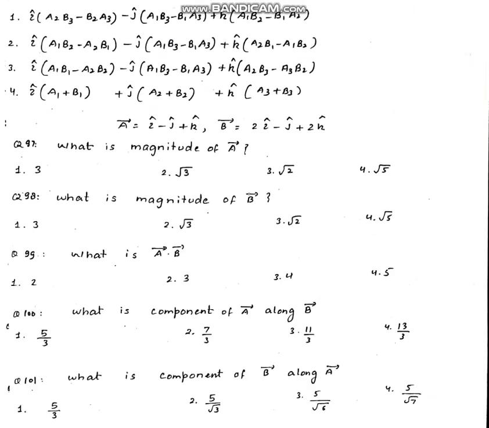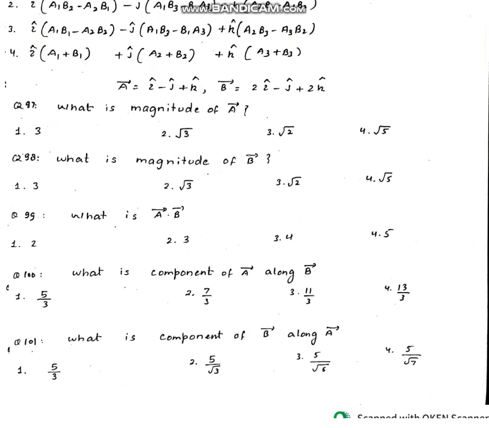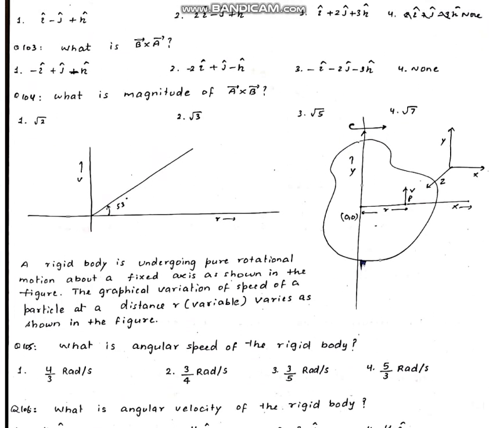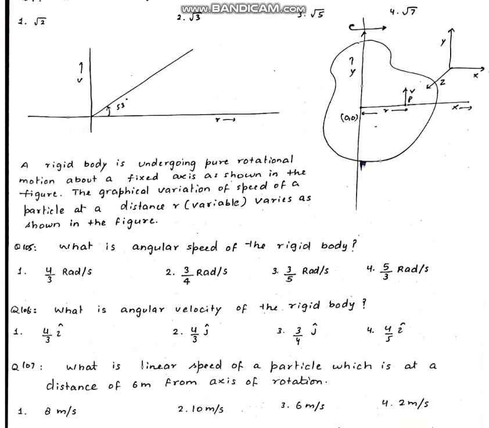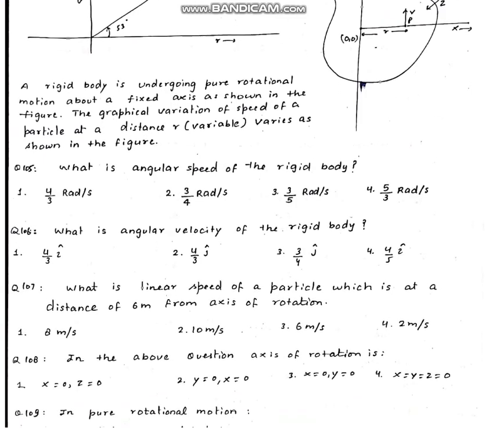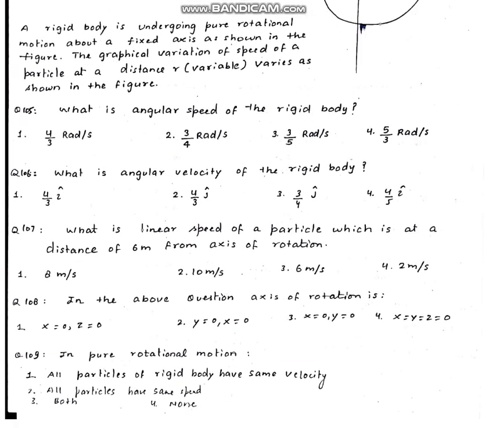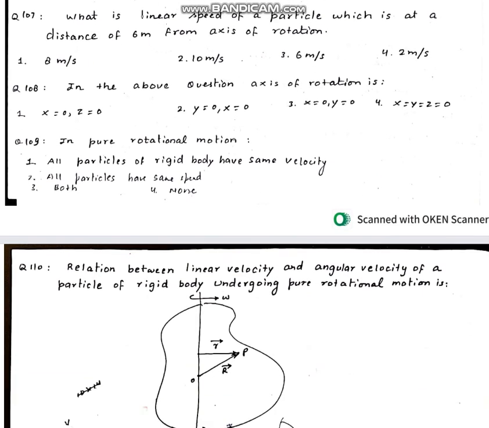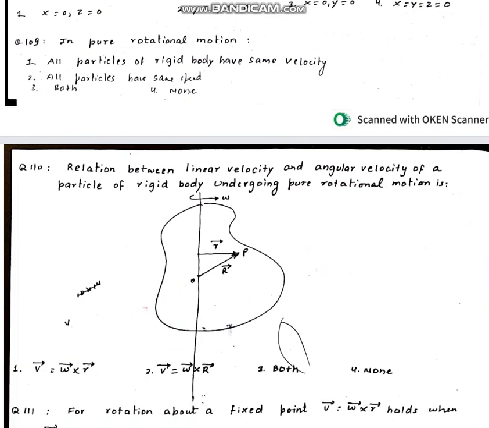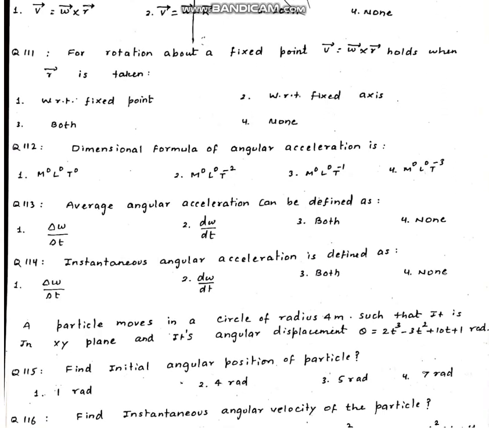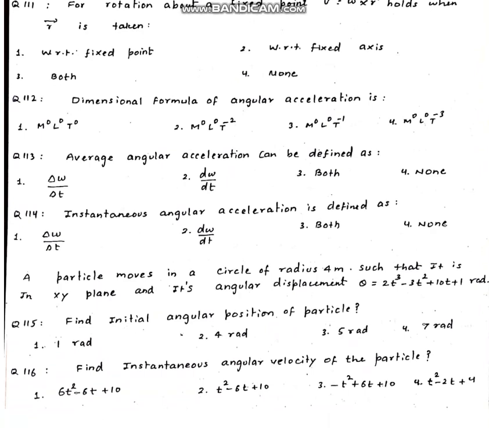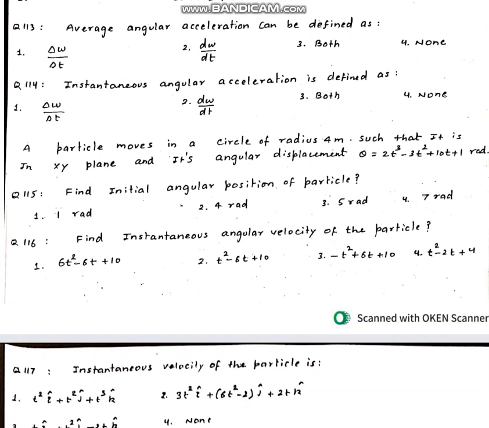Two vectors are given. We need to find magnitudes of the two vectors, their dot product, components, cross product, and the magnitude of cross product. Then we are given a question on rotation of a rigid body, and we need to find the angular speed of the rigid body, then angular velocity, then linear speed, then axis of rotation. Then we have a condition for pure rotational motion. Then we have the linear velocity and angular velocity relation.